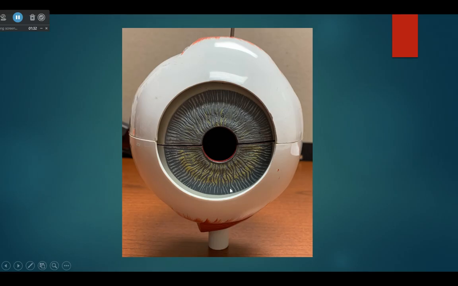Now we have the sclera. The cornea would be right here. It'd be the clear part in front of the iris. This is the iris, and that is the pupil or the opening.